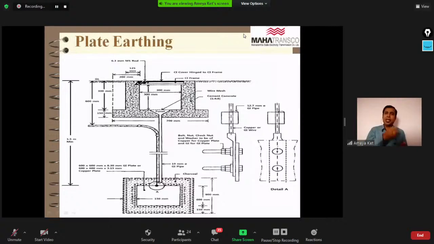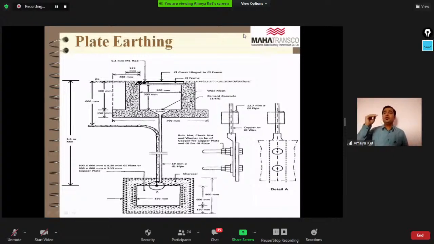While we are comparing the residential or domestic case with the industrial or EHV substation case, the major difference is the difference in the fault current. We are very much aware that the domestic fault current is about 1 kiloampere to 2 kiloampere, not more than that. But in the case of an EHV substation, the fault current goes up to 10 kiloampere to 12 kiloampere in range.